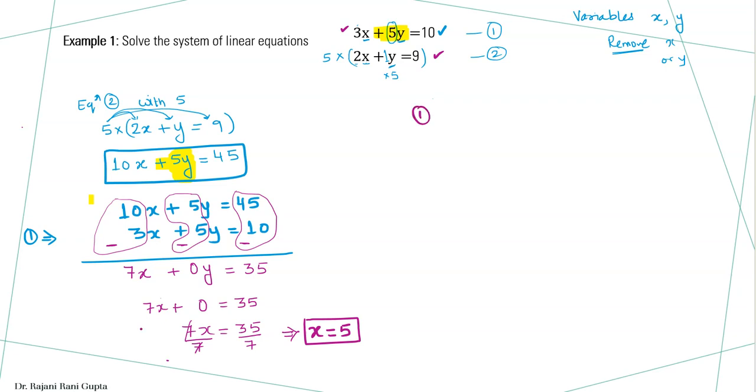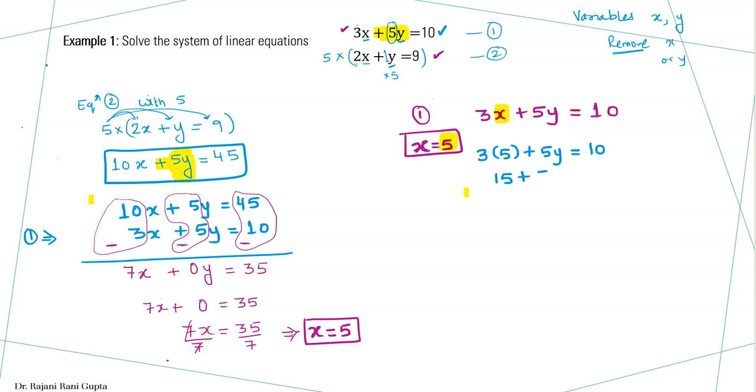So, equation 1, what is it? It is 3x plus 5y equal 10. Okay. What do you have? You have x equal 5. So when x is equal 5, if you substitute here, in place of this x, if you write 5, what will you get? Let's see. You get 3 multiply 5 plus 5y equal 10. 3 multiply 5 is 15 plus 5y equal 10.